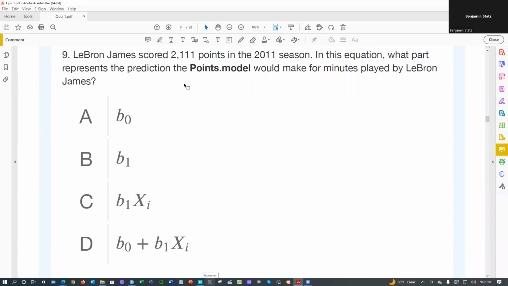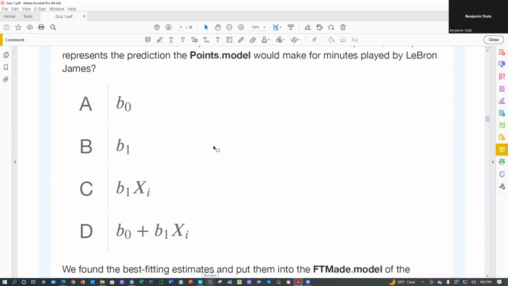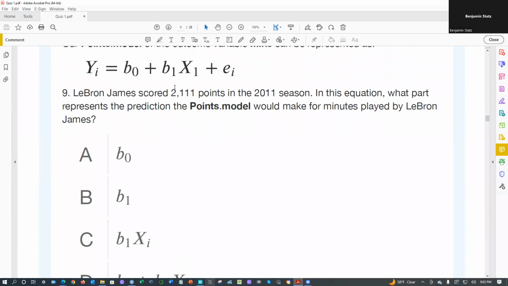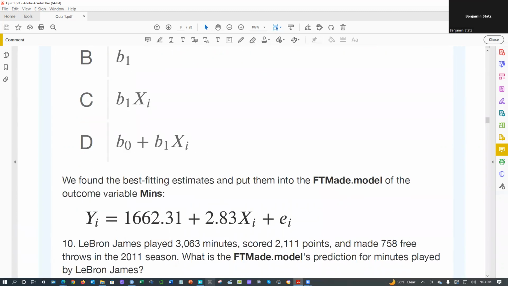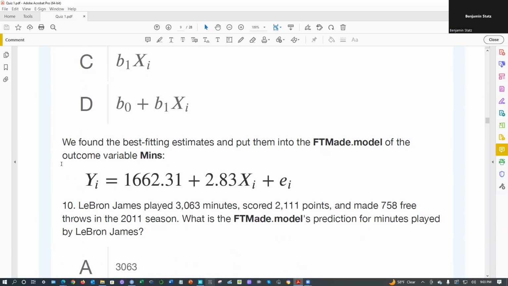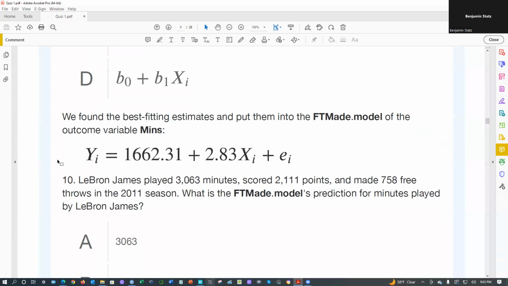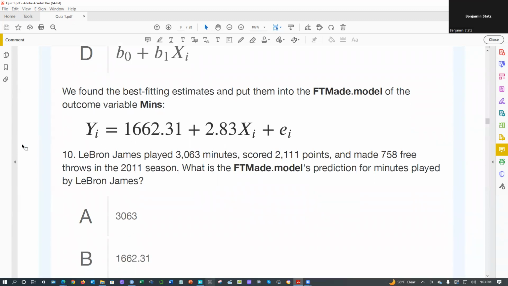You get the 2,000. You're going to find the B naught value by running regression, and you're going to find the B1 value. You're going to go to LeBron James, that number of how many points he scored, and plug that into this one. So you need this part. We found the best fitting estimates and put them into the FT-made model of the outcome variable minutes. You put it back into this one.